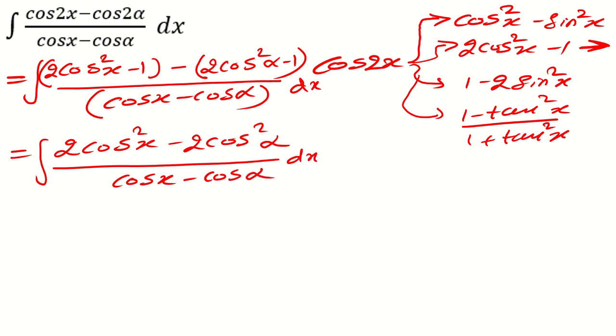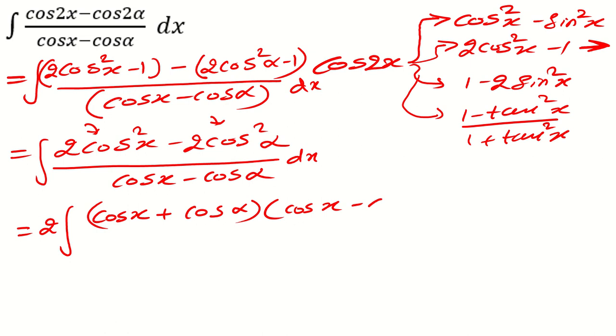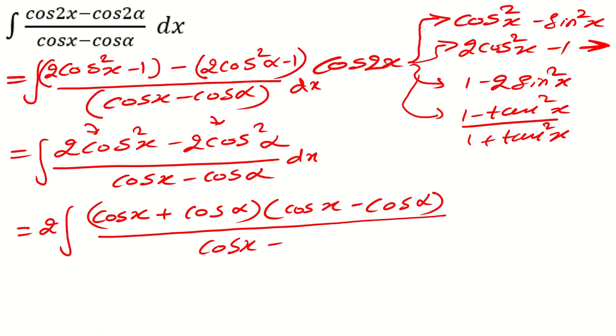Now what simplification can we do in the numerator? We can take 2 common, and since it is a constant, we can take it outside the integration sign. For the remaining terms you will get cos square x minus cos square alpha, so we can apply the identity of a square minus b square, which will be cos x plus cos alpha times cos x minus cos alpha, over cos x minus cos alpha. Now you can see cos x minus cos alpha up and down is the same, so it cancels out. What is left here is the integration of cos x plus cos alpha, and now we can integrate it easily.